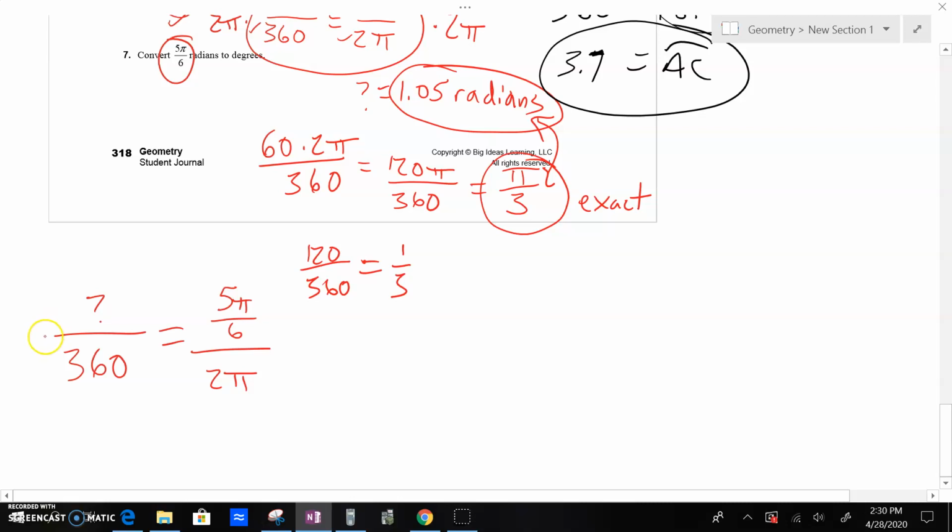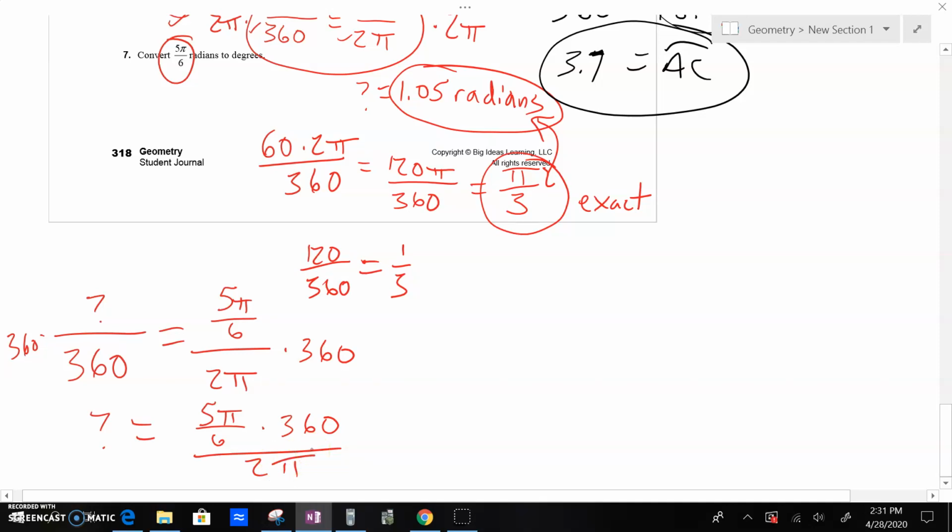So to solve this one, I'm going to multiply both sides by 360. And again, what I like about that is the 360 and the 2 pi are always there, always on the bottom. And then you're just figuring out which of the other top pieces you want. So then we have question mark equals, and there's a lot of fractions going on. So 5 pi over 6 times 360, all divided by 2 pi. And this gets a little bit tricky.